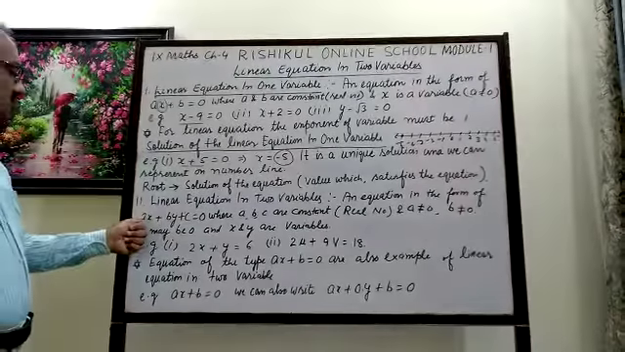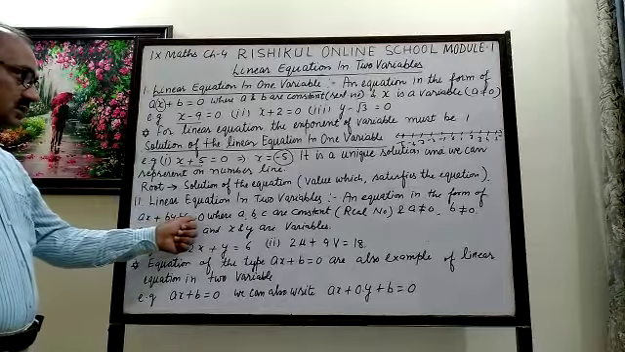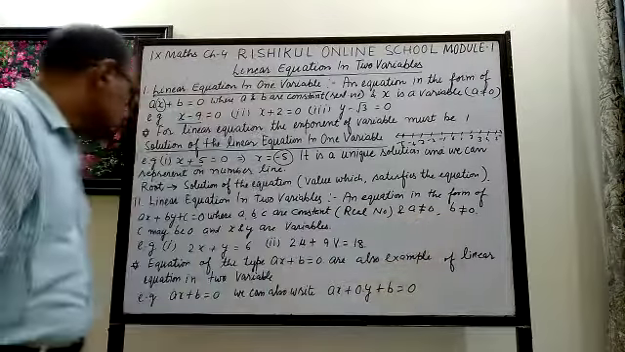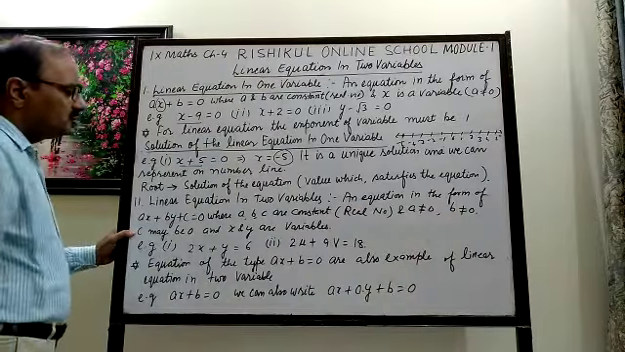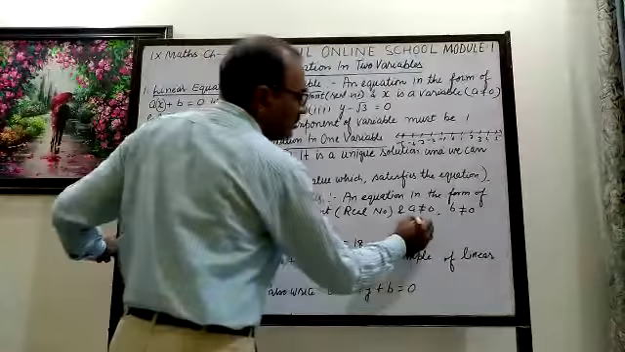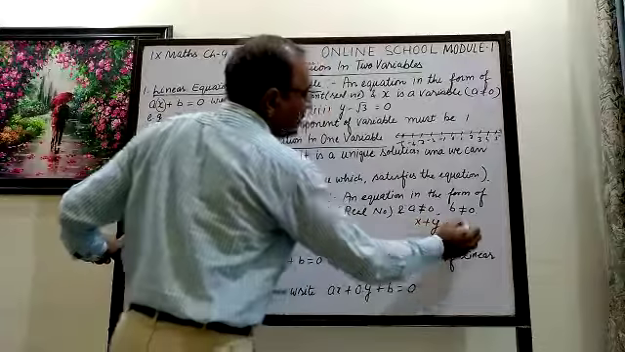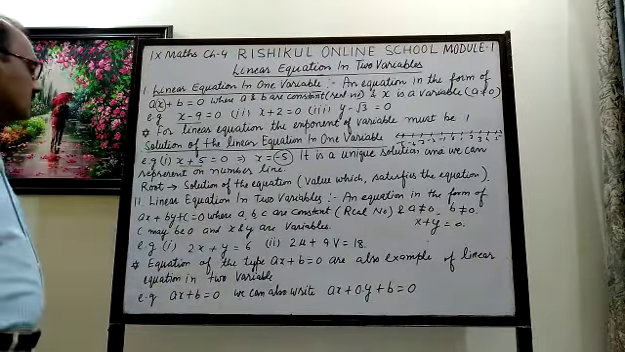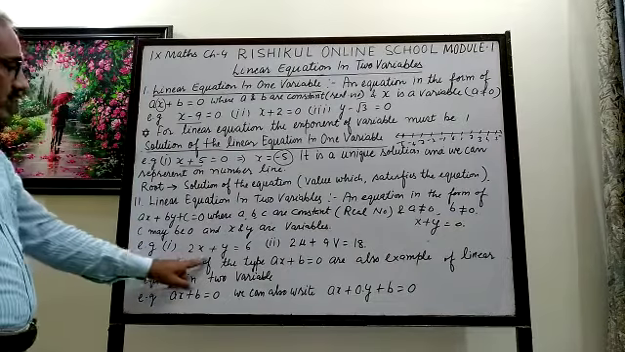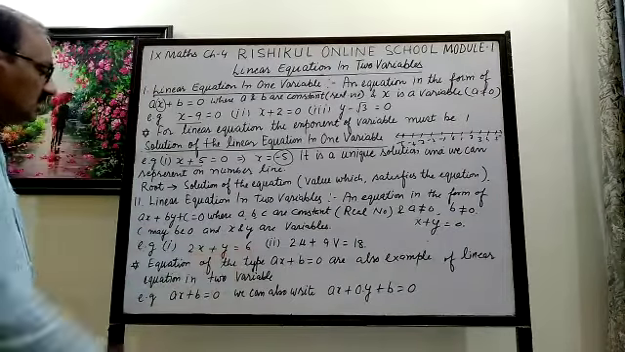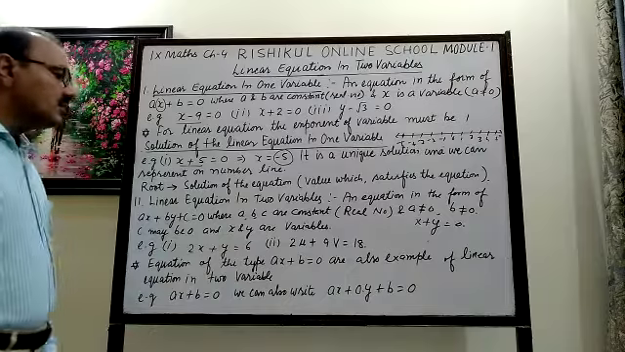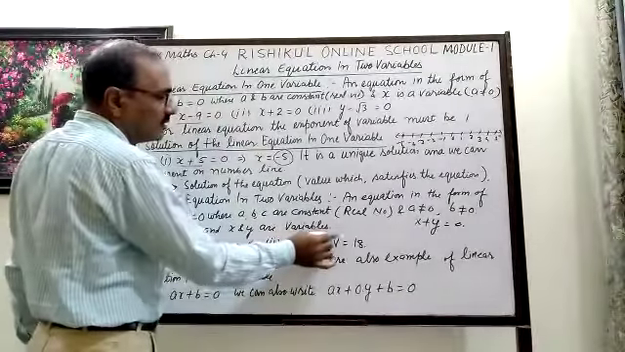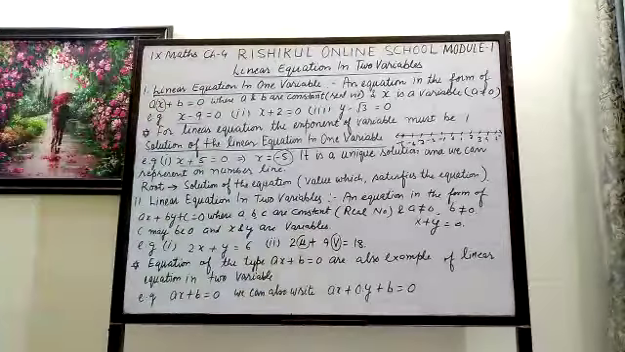So an equation in the form of ax plus by plus c equal to 0, where a is not equal to 0, b is not equal to 0, c may be 0, because you can write the equation like this: x plus y equal to 0. And x, y, they are variables. Clear? For example, 2x plus y equal to 6. Here x and y are the variables. 2u plus 9v equal to 18. u and v, they are two variables here.